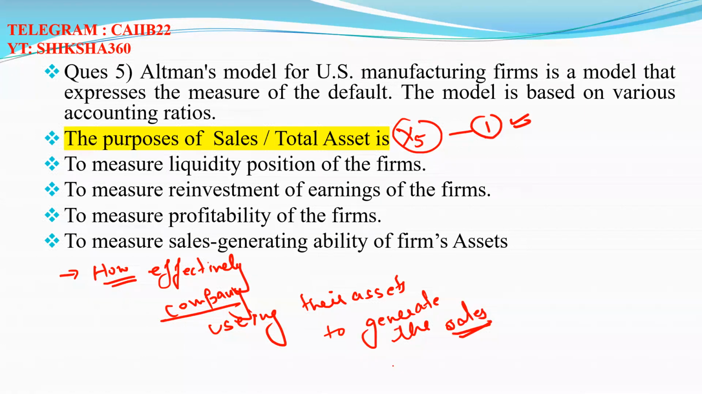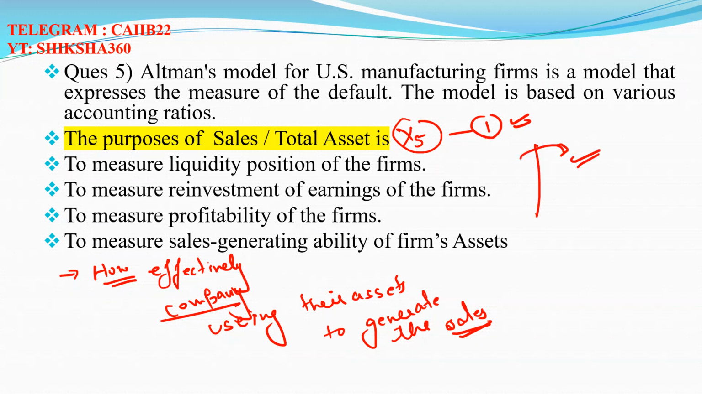How effectively the company is using its assets, basically to generate the sales. On the basis of that, they will compare the ratio with respect to other firms, and they will find out which firm is better.